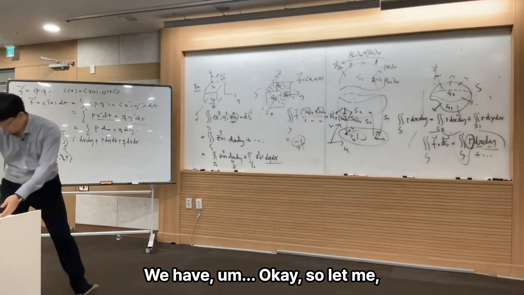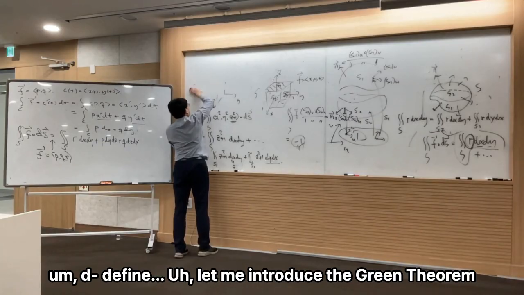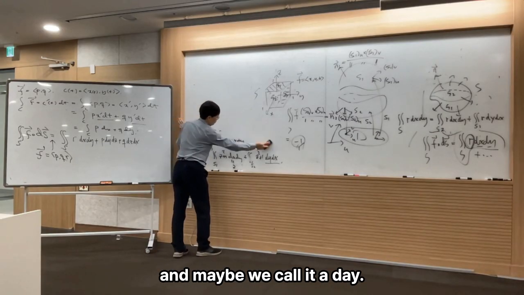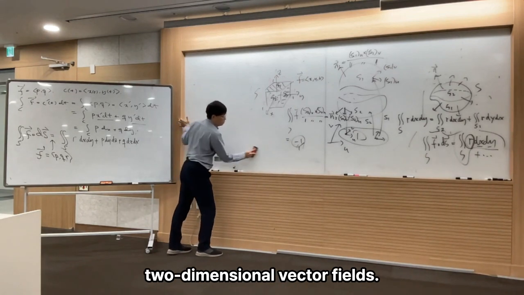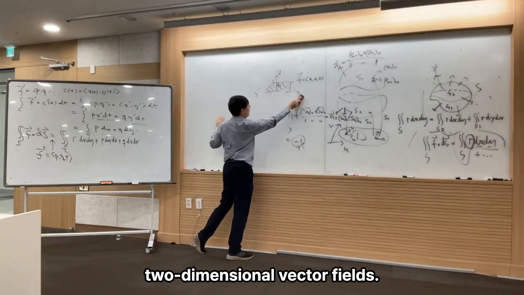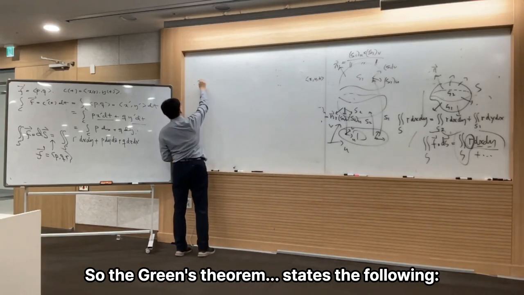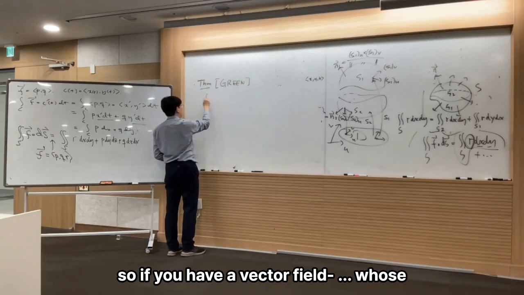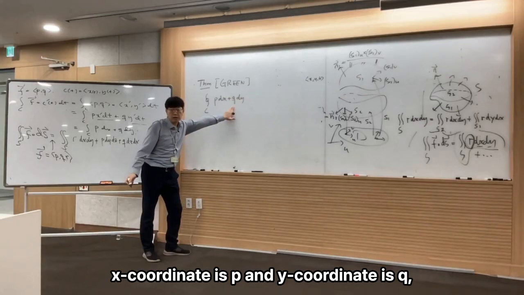So let's see, we have, okay, so let me introduce the Green theorem and maybe we call it a day. So for now, we're going to talk about two-dimensional vector fields. So the Green theorem states the following.